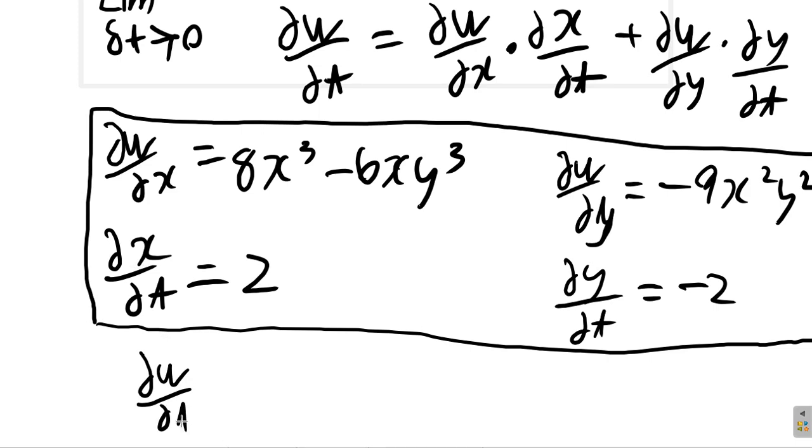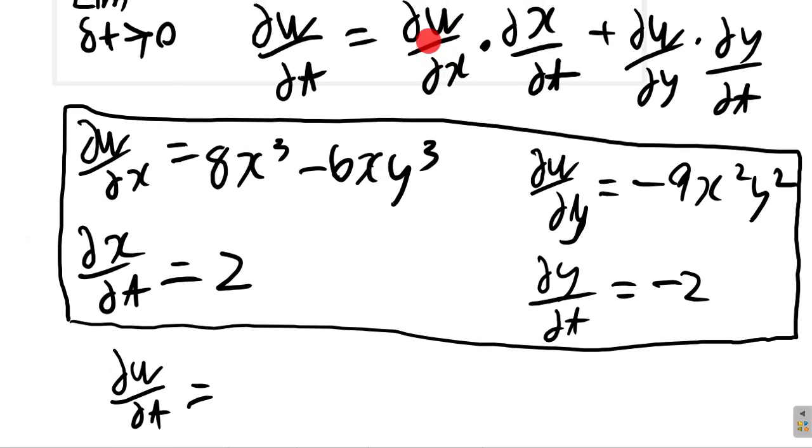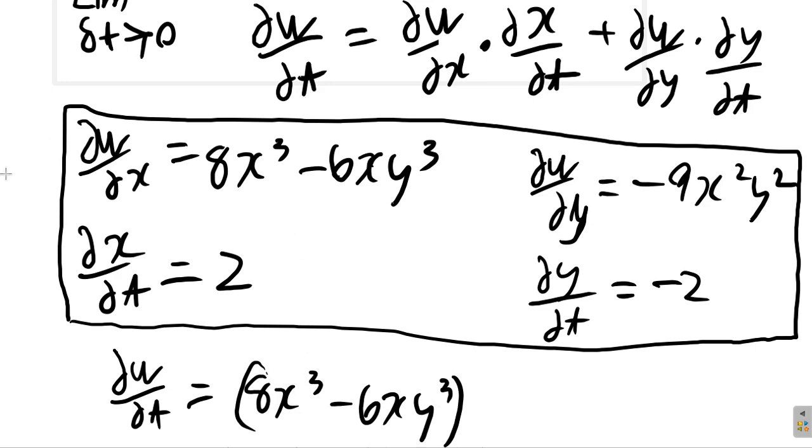∂w/∂t is equal to ∂w/∂x, as we have here, which is 8x cubed minus 6xy cubed, multiplied by ∂x/∂t, which is 2, plus ∂w/∂y, which is negative 9x squared y squared, times ∂y/∂t, which is negative 2.